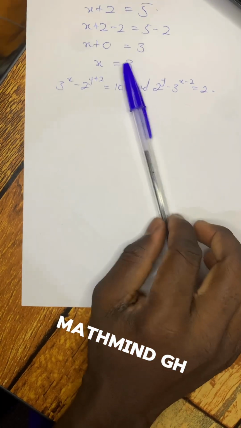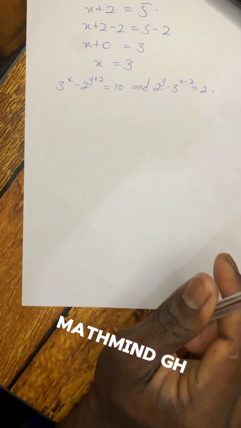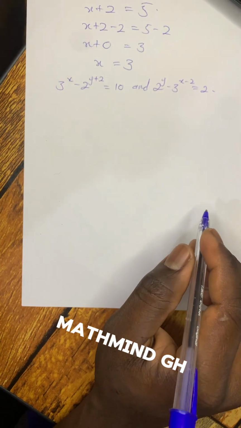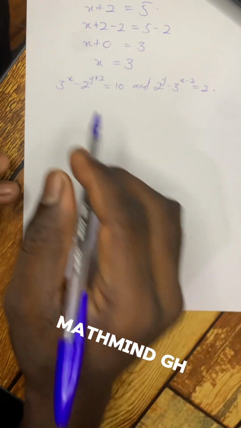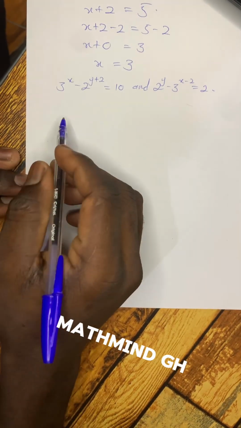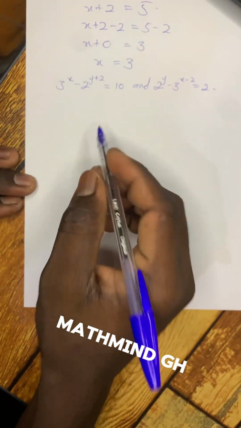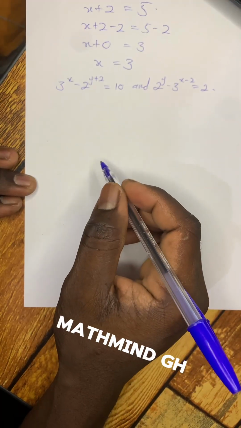Let's get started with this particular question. It's a simultaneous equation in two variables, and we have been asked to find the values of X and Y. So now we have to rewrite these questions before we can proceed with the solution.